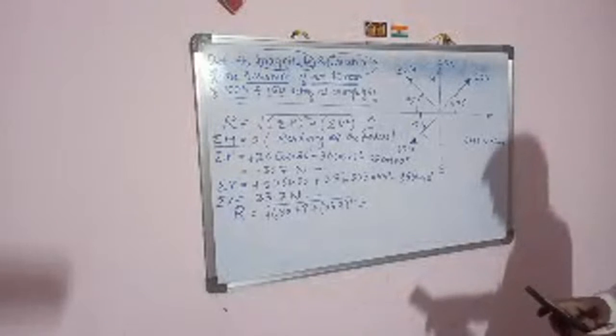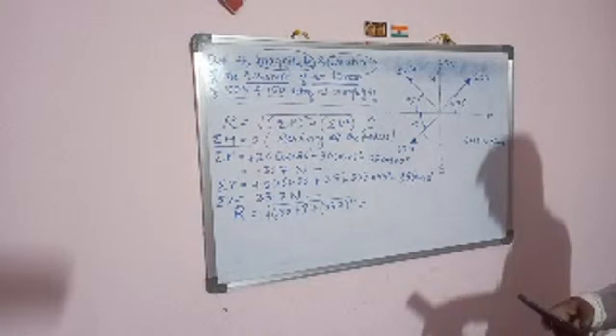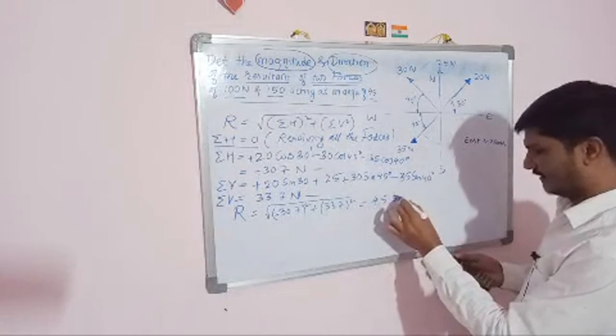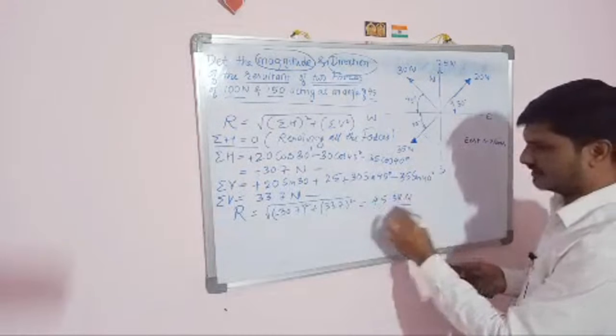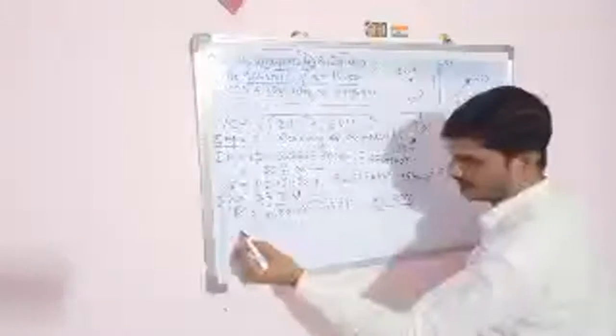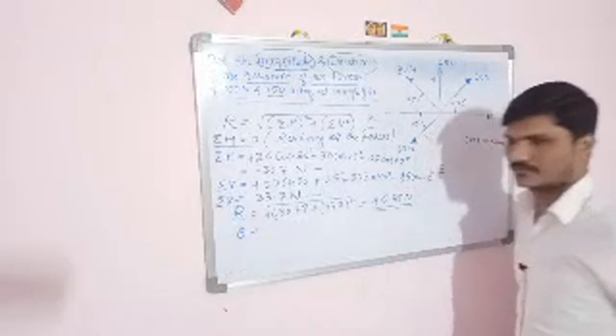So 30.7 whole square plus 33.7 whole square, under root of the answer you will get 45.58 Newton. So this is the magnitude of the resultant. Now let us calculate what will be the angle theta.